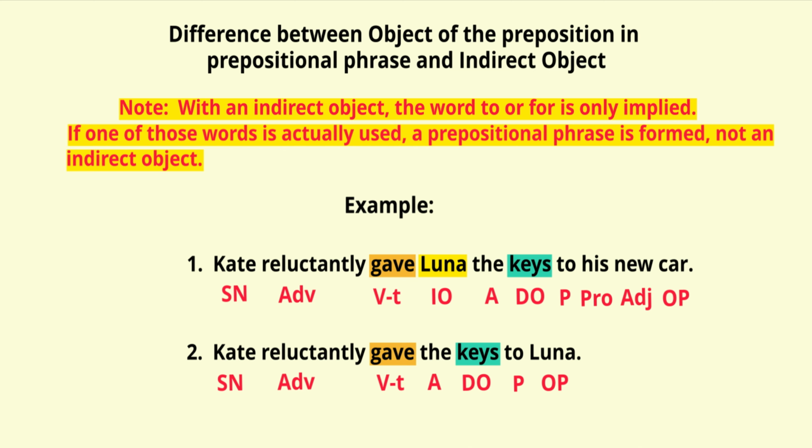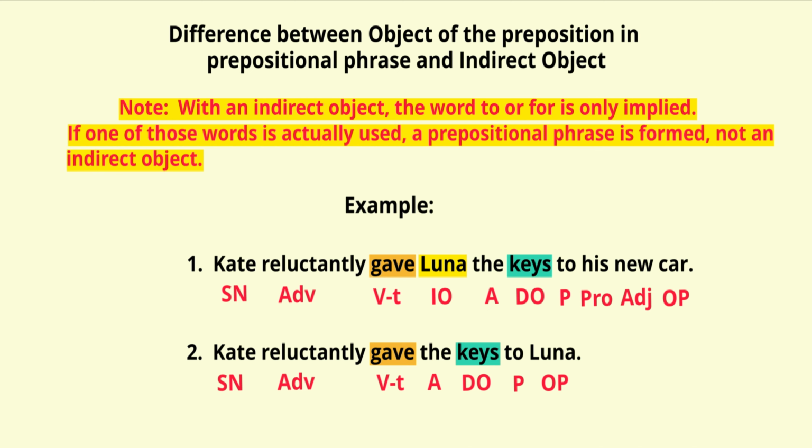So, for the sentence to have an indirect object, you should not literally use the words to or for, but they need to be implied. We'll just have an understanding that it is for Luna or to Luna. But we are not going to use the prepositions to or for in the sentence. If we are using that to or for, that would become a prepositional phrase and not an indirect object.